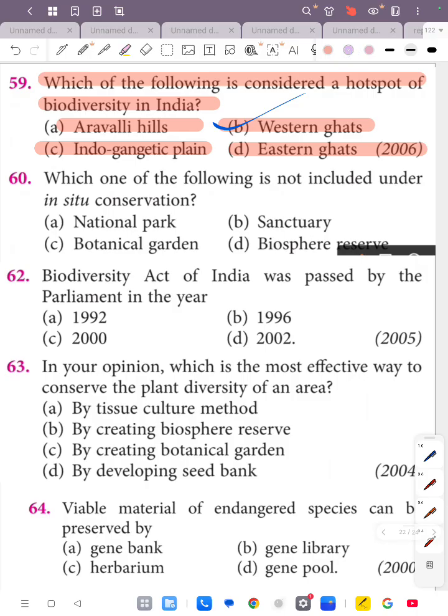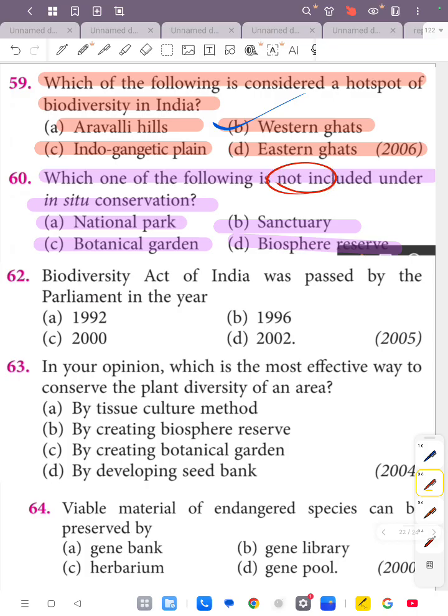Next question is from Diya. The year is not mentioned. Which one of the following is not included under in situ conservation? इनमें in situ conservation में कौन सा नहीं आता है? A. National Park. B. Sanctuary. Here by sanctuary they mean the wildlife sanctuary. C. Botanical Garden. Or D. Biosphere Reserve. The correct answer would be C. Botanical Garden. Botanical gardens, zoological parks and wildlife safari parks all come under ex situ conservation.